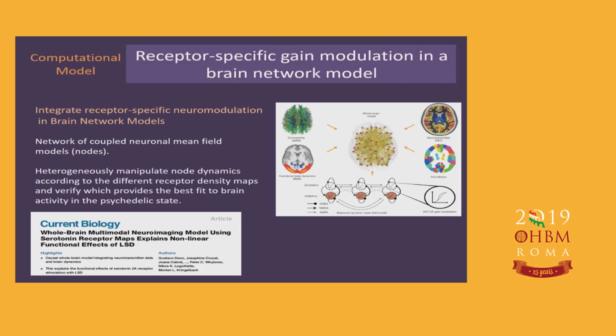This is described by equations, and as we've seen before, there are equations in this model that describe the gain of each brain area. That is, given the input current that a brain area receives, how much it increases in terms of firing rate. So the idea is to heterogeneously manipulate node dynamics according to different receptor density maps and see which best fits brain activity in the psychedelic state.